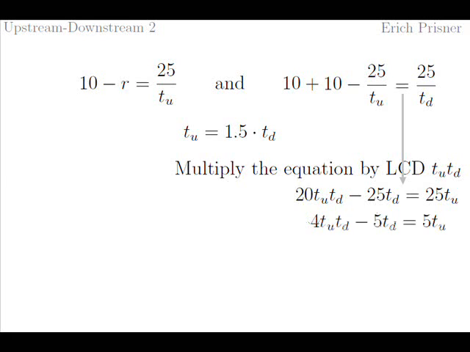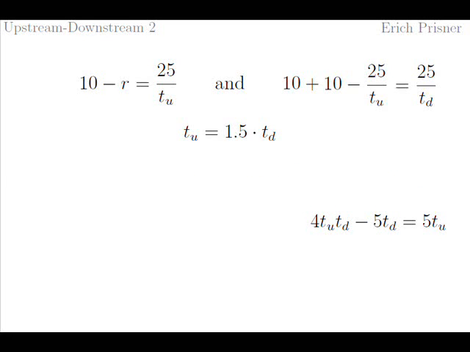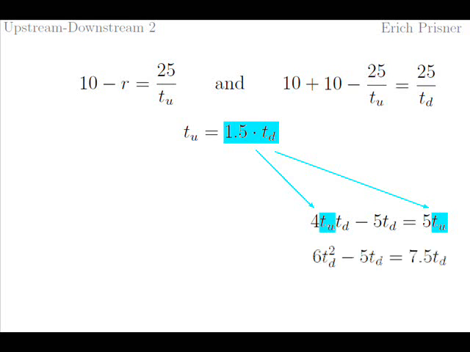So we get 4 tu td minus 5 td equals 5 tu, exactly as before. But now we substitute tu by 1.5 td from the third equation, and we get 6 td squared minus 5 td equals 7.5 td, or 6 td squared minus 12.5 td equals 0. Again a quadratic equation, but a simpler one, which can be solved without the quadratic formula, just by factoring.